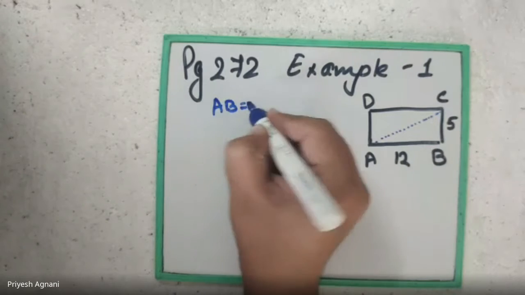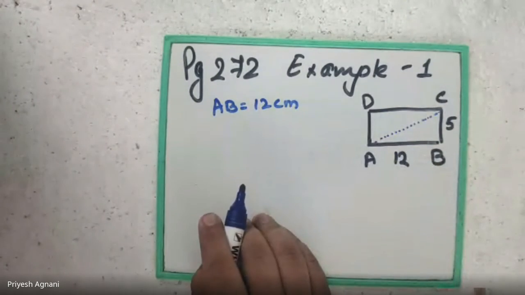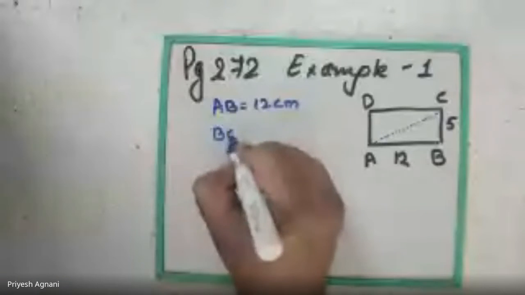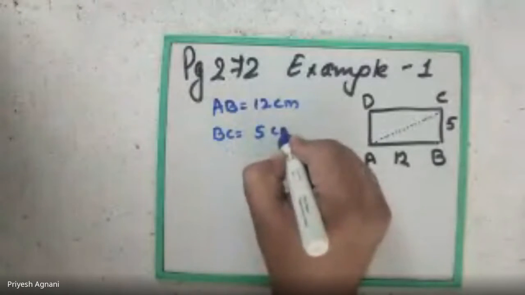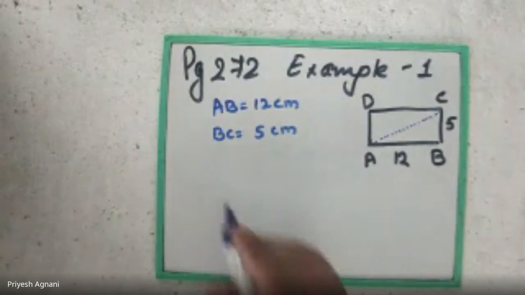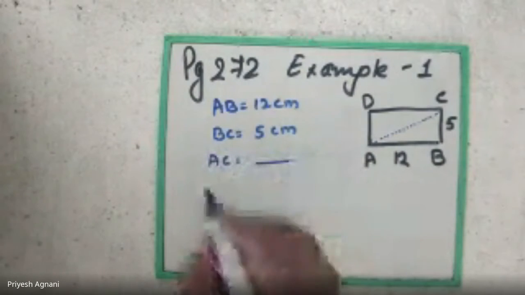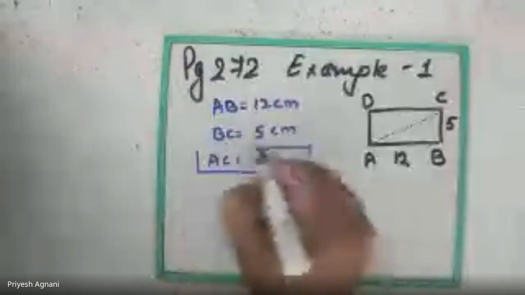AB is equal to 12 centimeter. Please write along with me. BC is equal to 5 centimeter. Clear? AB is equal to 12 and BC is equal to 5. We have to find AC is equal to dash. ये आपका क्वेश्चन.